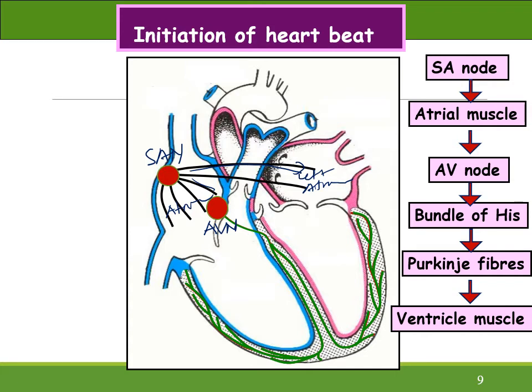The impulse from the AVN then spreads to the bundle of His. Okay, so here is the bundle of His. Then it reaches the heart apex, then the Purkinje fibers, then spreads to both ventricles, causing both ventricles to contract.